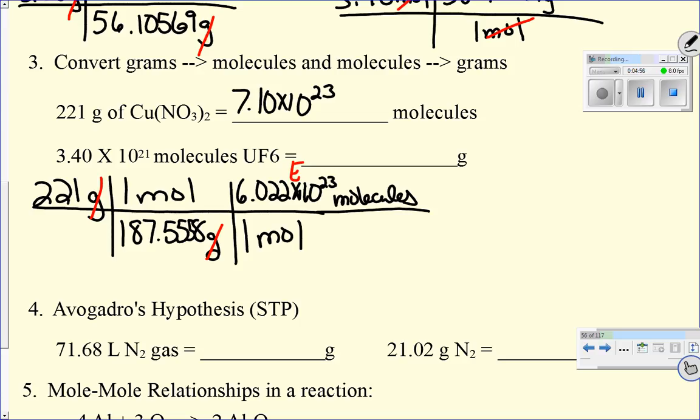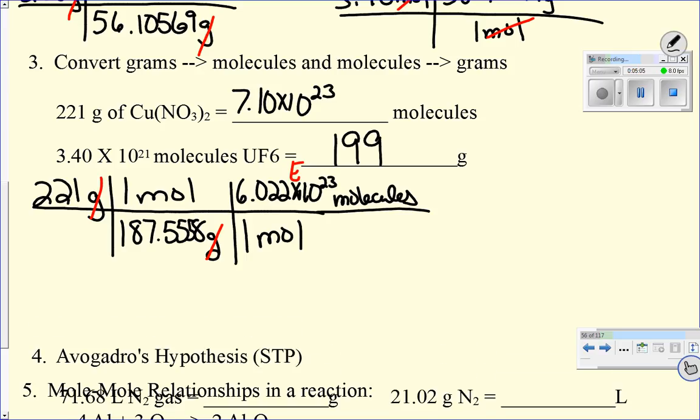For your uranium fluoride, you should have gotten 199 grams. So strange, it turns out like the other one, but it does. So I'm going to start here with my starting number of molecules, which is 3.40 times 10 to the 21 molecules.